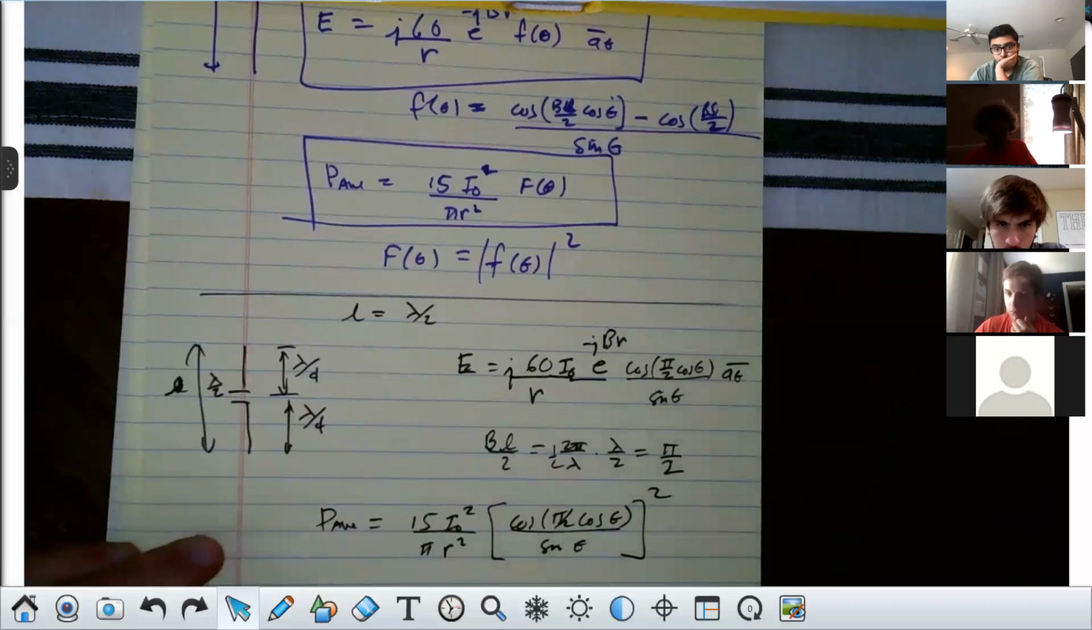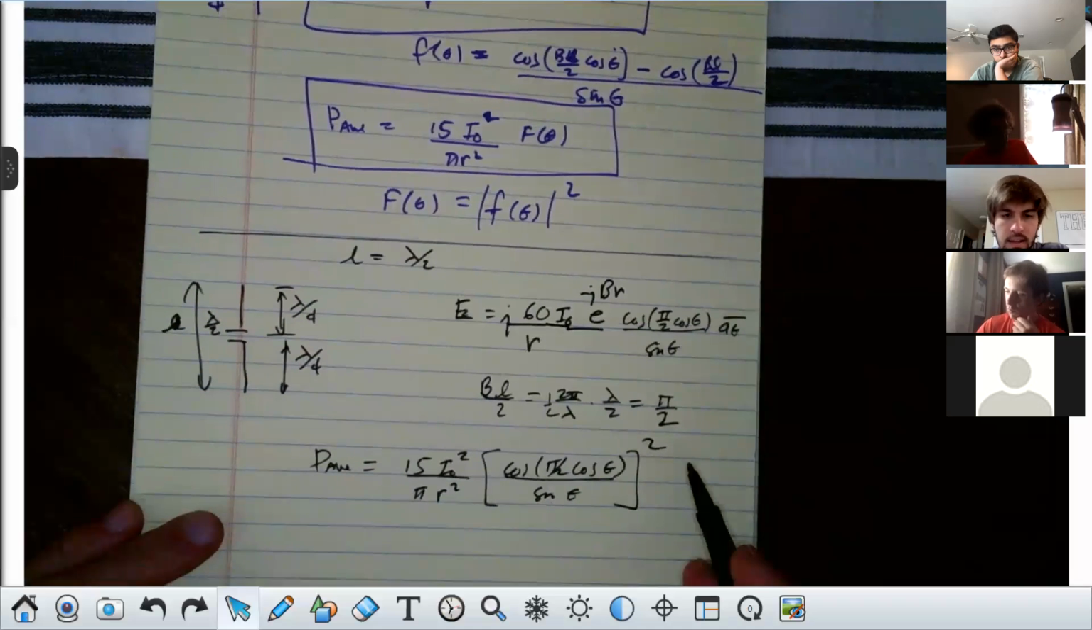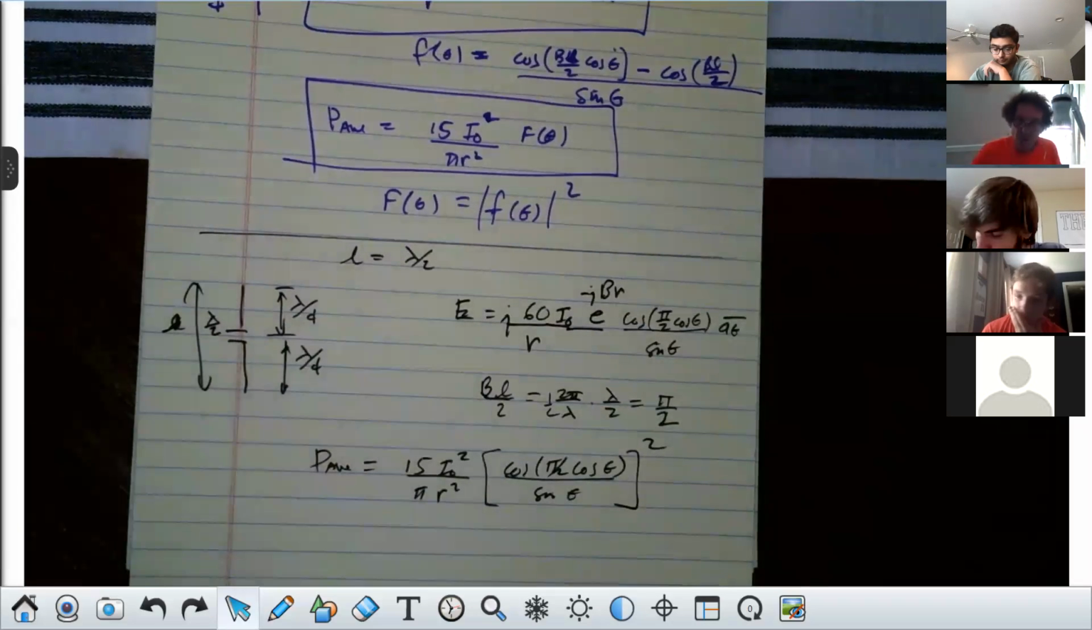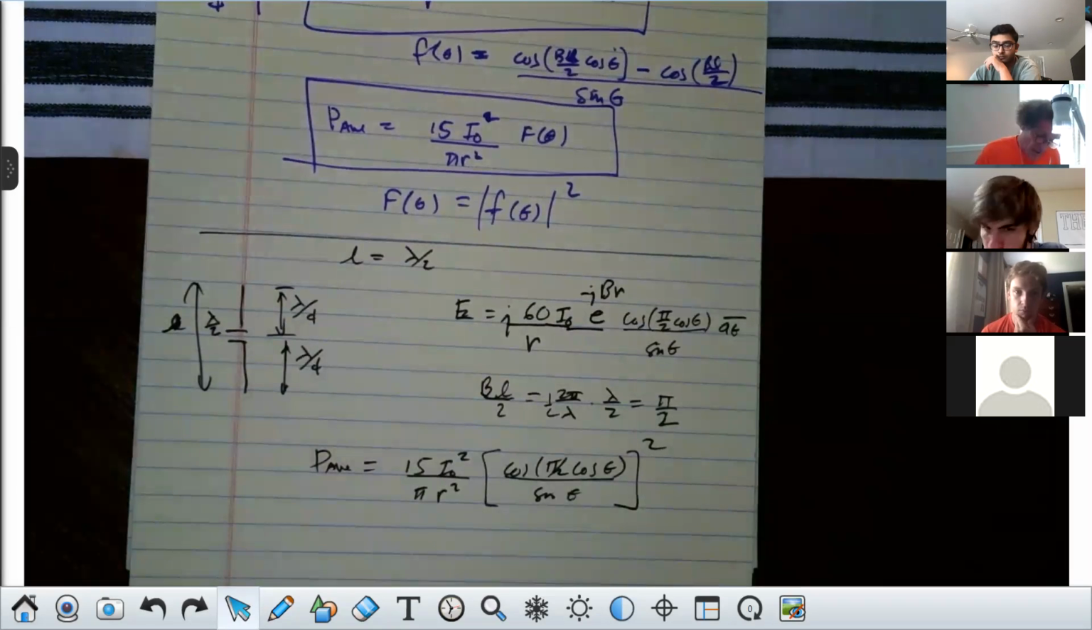Can you see it, John? I see it. Yeah. This is power, remember. Now, can't we go from power to get E field and from power to get H field very easily if we wanted it? All right, keep that in mind.